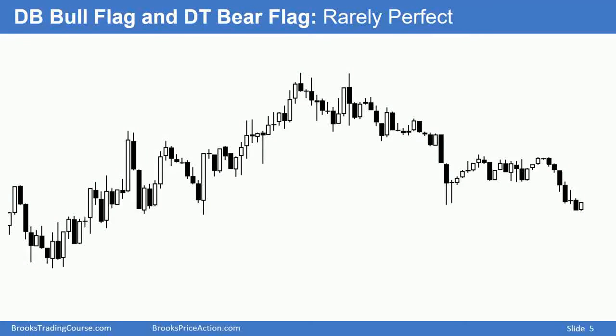Double tops, double bottoms, they're rarely perfect. So we have a double bottom bull flag in a weak bull trend. Second low is slightly below that low, but it's still a double bottom bull flag. This is a double bottom bull flag as well. You can buy above that bar.